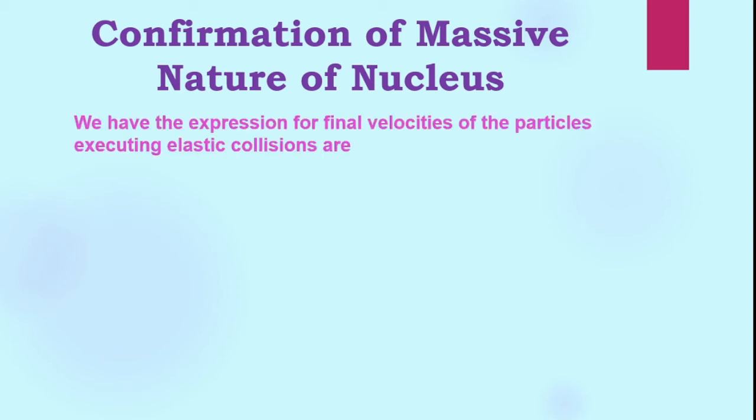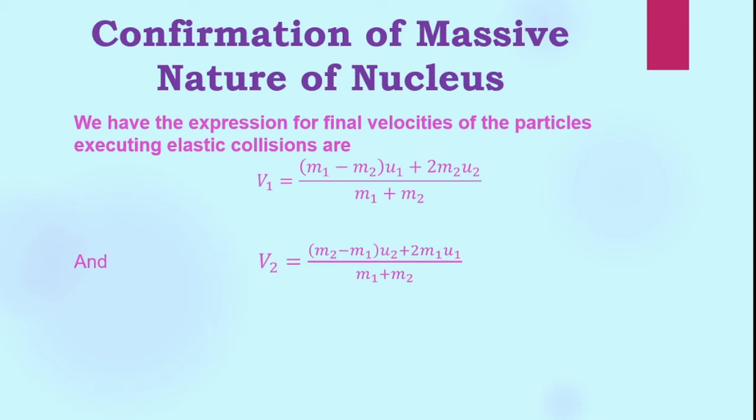For this, we have to take the help of elastic collision. We have to consider the collision between the alpha particle and the nucleus. We all know from HS first year's knowledge that the expressions for final velocities of particles executing elastic collisions are: this is the velocity of the first particle after collision, v1, this is the given expression, and v2 is the velocity of the second particle after collision.